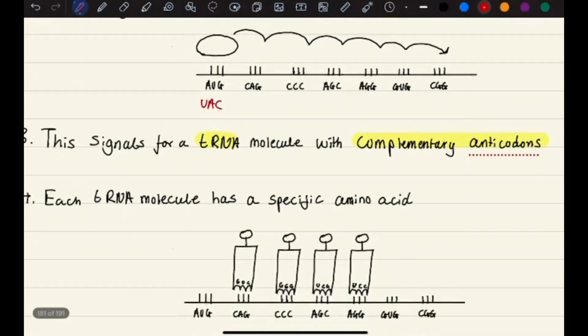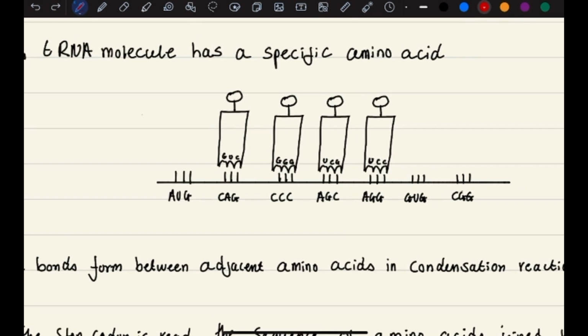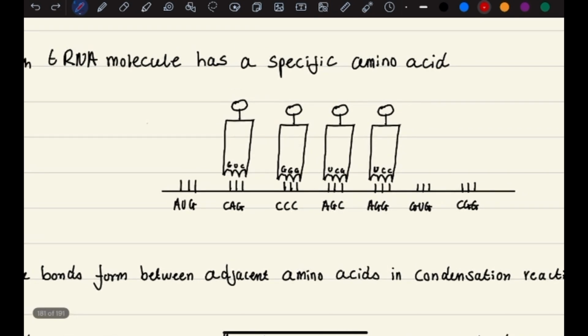So each tRNA molecule has those anticodons, as I've tried to draw here. Those are the anticodons. And they line up with the specific codon, and they each carry a specific amino acid. So you can see at the top here, if I just highlight them in yellow, this is an amino acid, and every single tRNA molecule carries one of them. So as the ribosome is moving along the chain of mRNA, you're getting a tRNA molecule with a specific amino acid, which is going to end up making a specific protein.